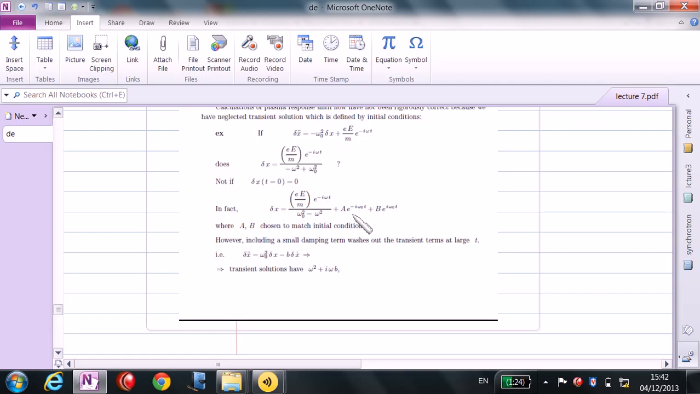Okay, so here's where I discuss the inhomogeneous part. A and B, are they called the homogeneous or the inhomogeneous part? I can't remember. It's a different question.